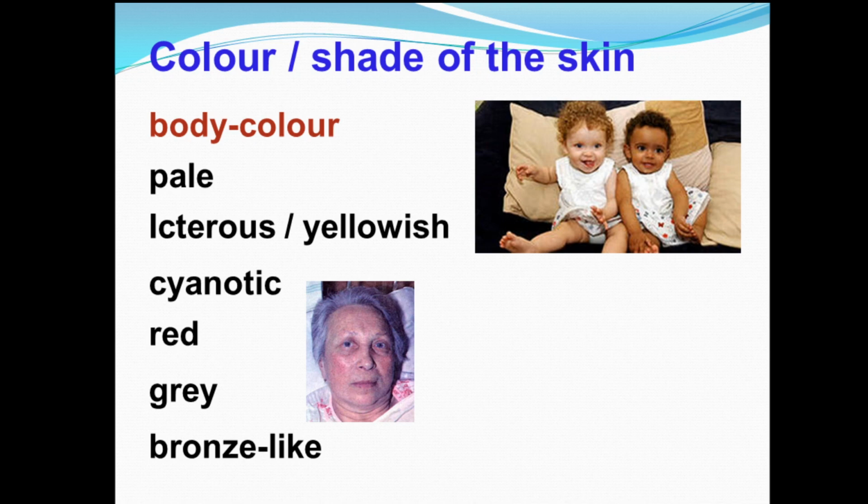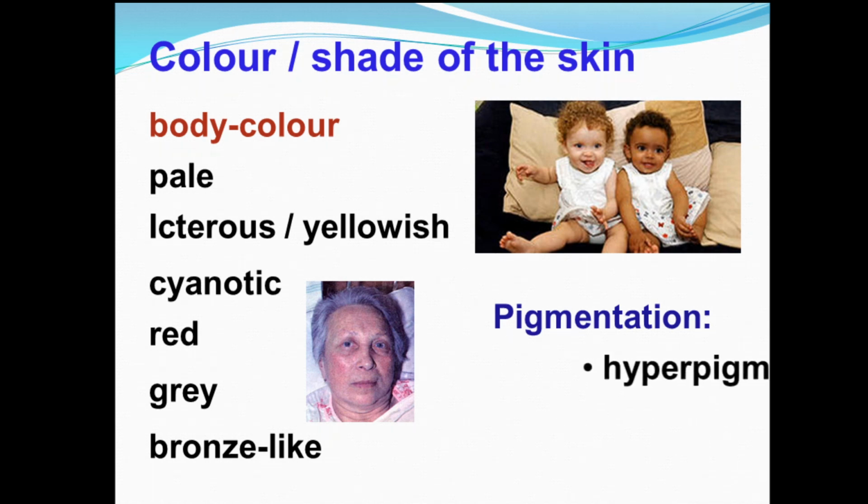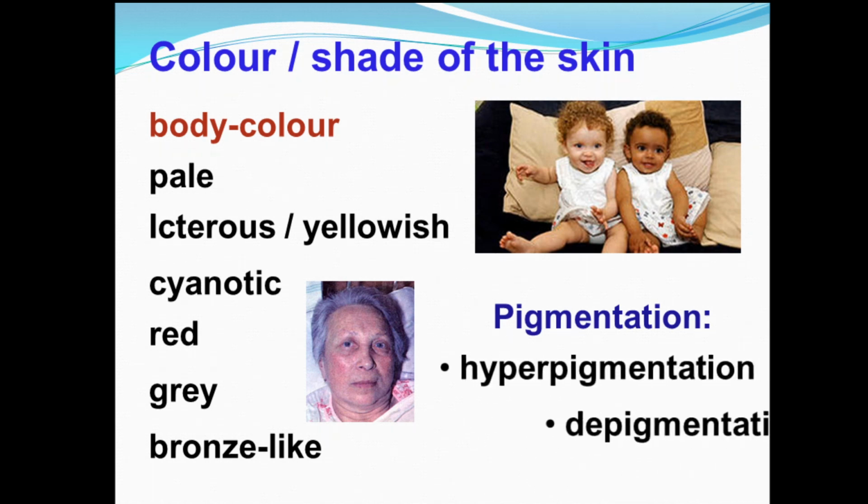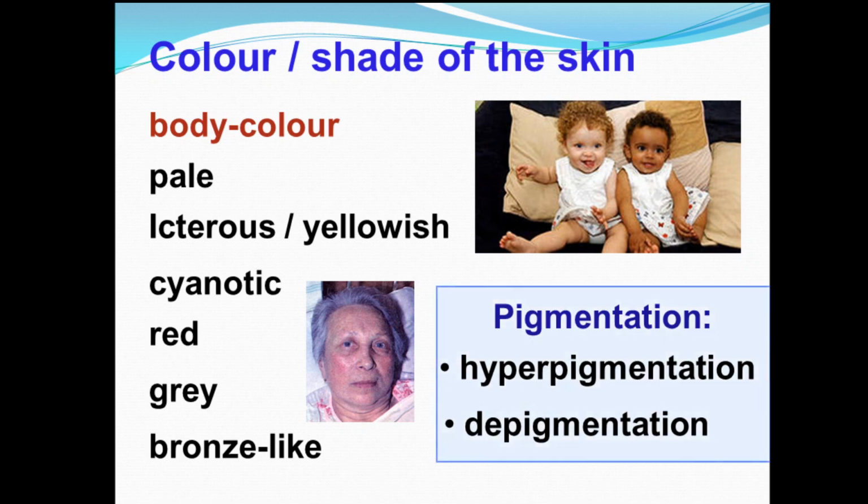Bronze hue due to dysfunction of adrenal glands, for example. Color of the skin may be changed on local sites of the body. In this case, we are talking about pigmentation, which may be distinguished into two types, hyperpigmentation or depigmentation, absence of color on definite sites of the body.